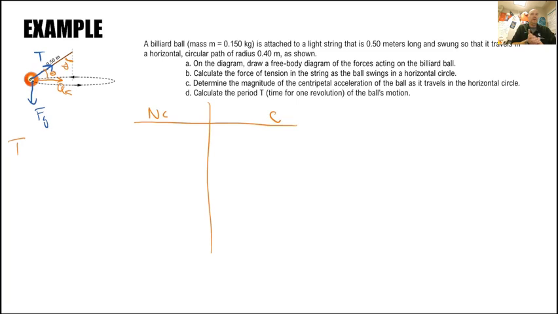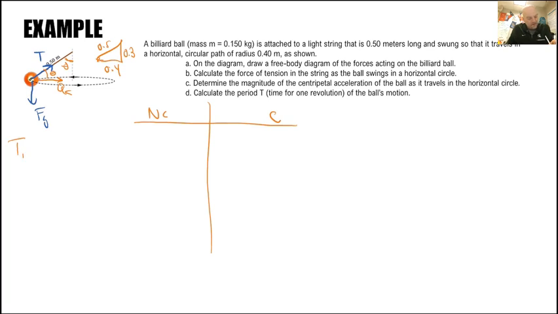Now, don't be scared because they don't give you the angle, but they give you enough information, right? They give you that the string is 0.5 meters long and the path of the circle is 0.4 meters, right? So essentially you have a right triangle, 0.5, 0.4, and so you can do your sine and cosine. Well, the other side is going to be 0.3 because this is just a 3, 4, 5 triangle.